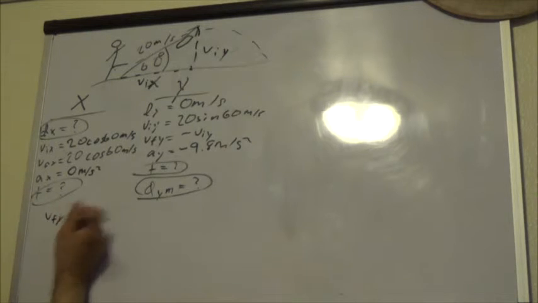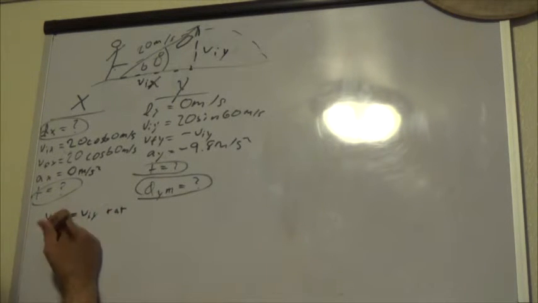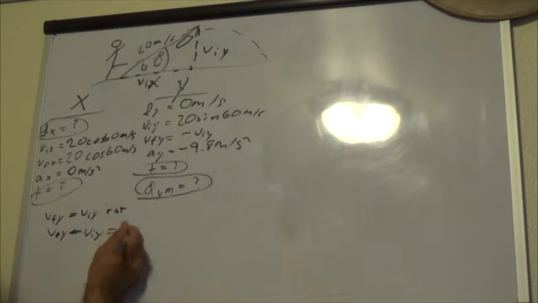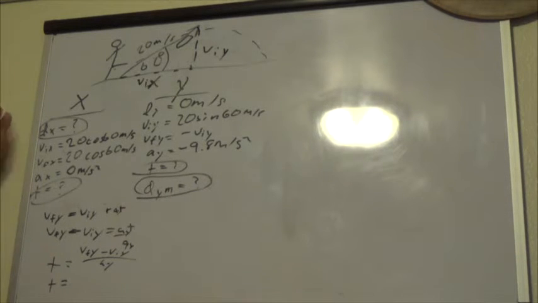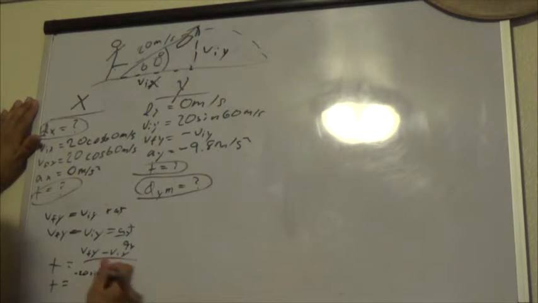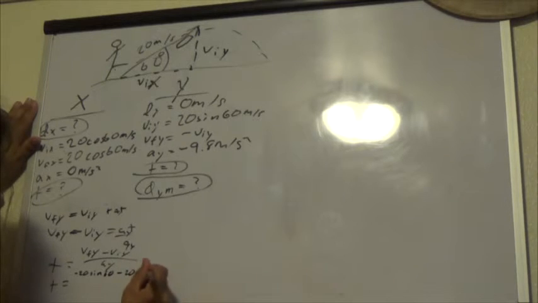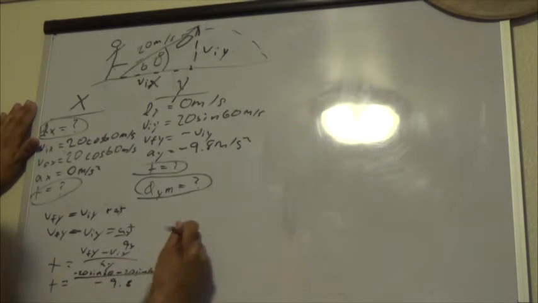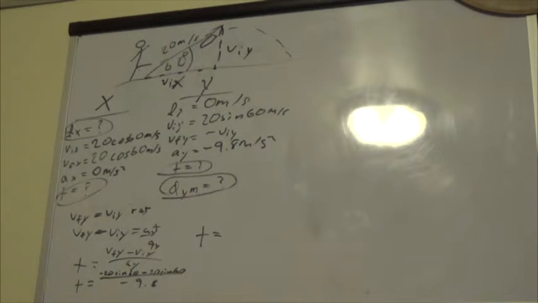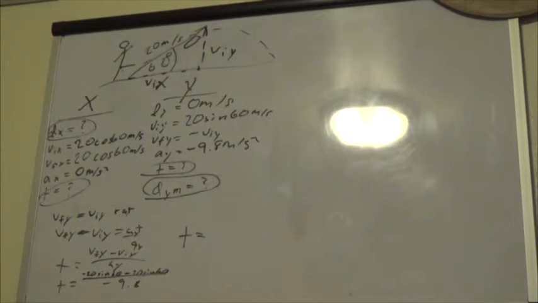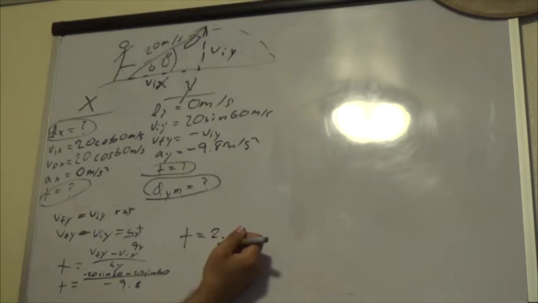Okay, now that we've found everything that was given to us, we are going to start looking for what we need to solve for. We're going to start with time, and we're going to use the equation v final y equals v initial y plus a y t. We're going to be using the y components of the information we have, obviously because of the y subscript. And we're going to solve for t, and we're going to find that t equals 2.04.